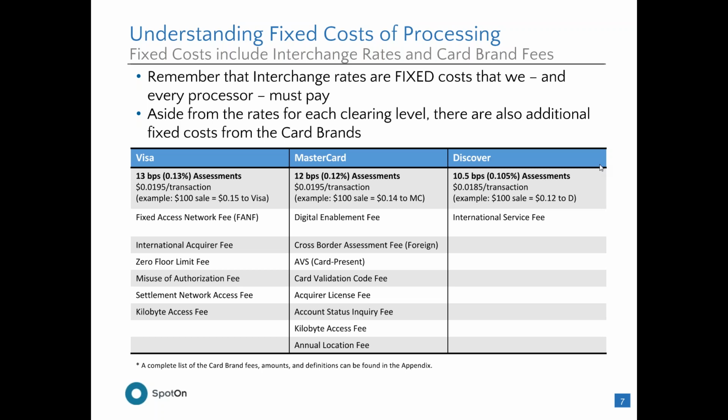Something else to point out here, these numbers right here, what are known as the assessments, the 13 basis points for Visa, the 12 for MasterCard, the 10.5 for Discover. These are important numbers to know because these assessments are what we help build our rates around. But just as an FYI, this slide, if there's one point that you could take from this, know that card brand fees are fixed. Every processor must pay these, so every processor must collect them. They are not junk fees, and a merchant paying them today will also pay them with us.